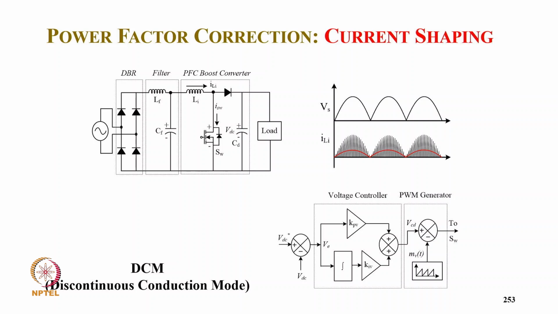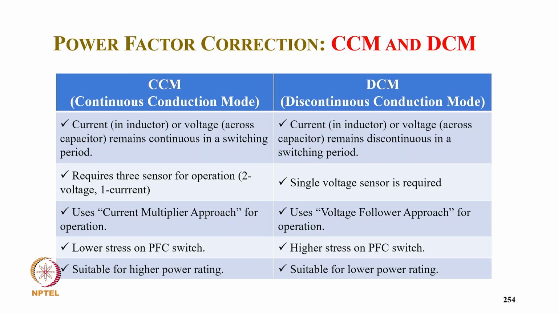But the disadvantage is that the peak current is quite high, so the device rating and diode rating are quite high in this case. This is called discontinuous conduction mode. So here is a comparison of CCM and DCM. In continuous conduction, the current in the inductor or voltage across the capacitor remains continuous in the switching period. It requires 3 sensors for operation.